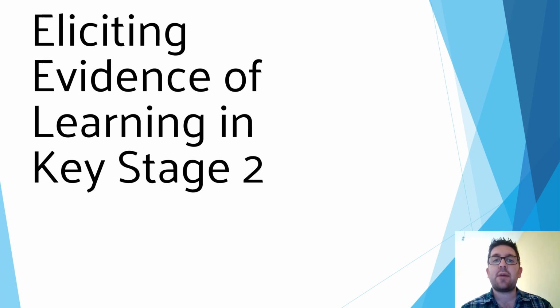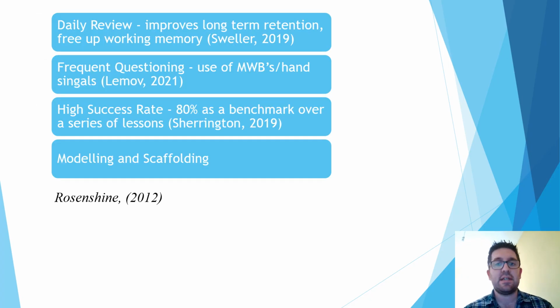Today we're going to discuss how we can effectively elicit evidence of learning in Key Stage 2 classrooms. It's about moving beyond formal summative tests to a continuous process of understanding what our pupils know. We'll explore this through the lens of influential research and see how these principles can be put into practice. So what does the research say?